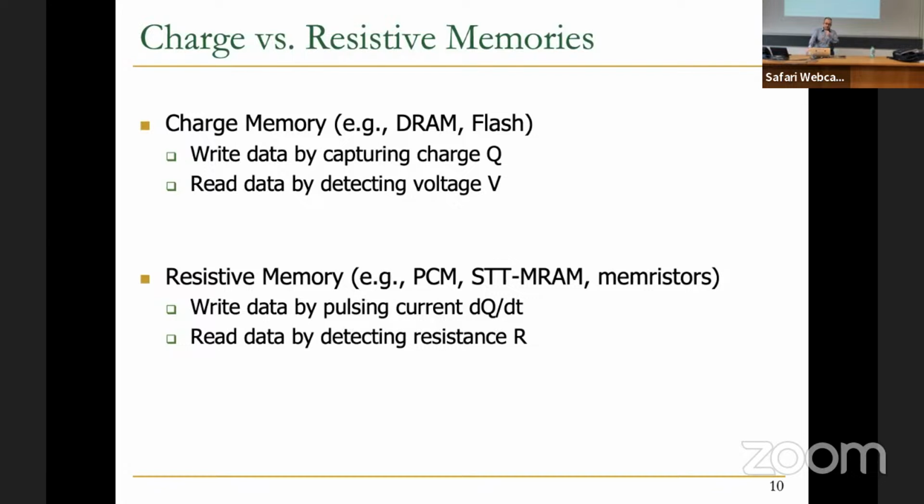Before going into too much detail, let's discuss a little bit about charge versus resistive memories. In charge memory, like DRAM and flash, you write data by capturing charge and read data by detecting voltage, essentially. In resistive memory, like PCM, STT-RAM that you're gonna see later, and memristor that you're also gonna see later, you write data by pulsing current, and you read data by detecting resistance R. That's the main difference.